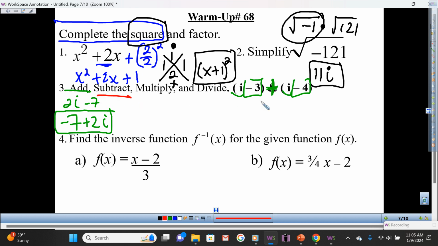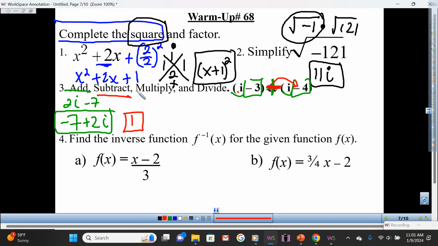Subtraction. Same thing, but I'm going to put a minus here. So what is i minus i? 0, or they cancel. So then -3, and then the negative times the negative becomes a positive. So -3 plus 4, that is 1.